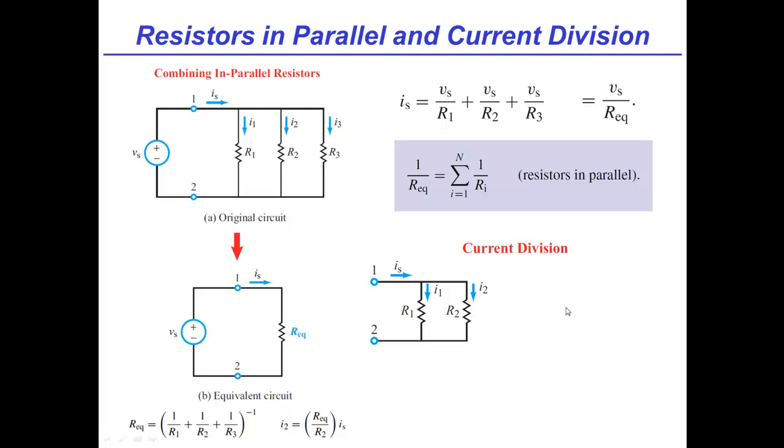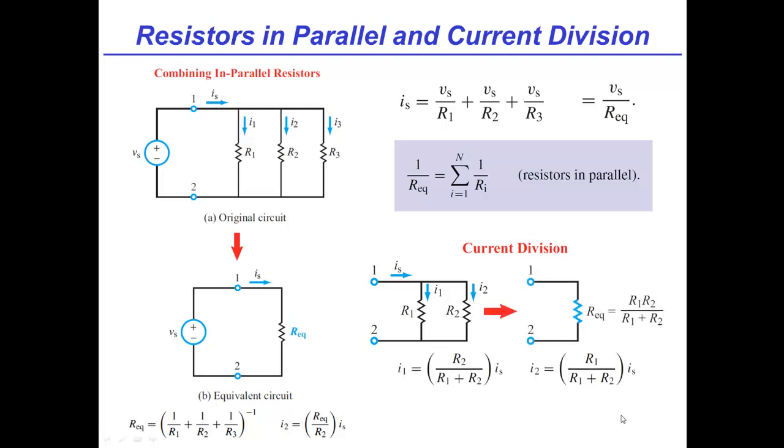And then we also get current division out of this, right? Because what you're saying is that if I have a current IS coming in, and it's being split through a number of different resistances, I can figure out how it's split. So I1, the fraction of that total IS going down resistor 1, has in the numerator all the other resistors, divided by the total resistors. That's right. And the reason for that is, remember that the IS was defined by the voltage divided by R1 plus R2 plus R3. In this case, we have 2 resistors.